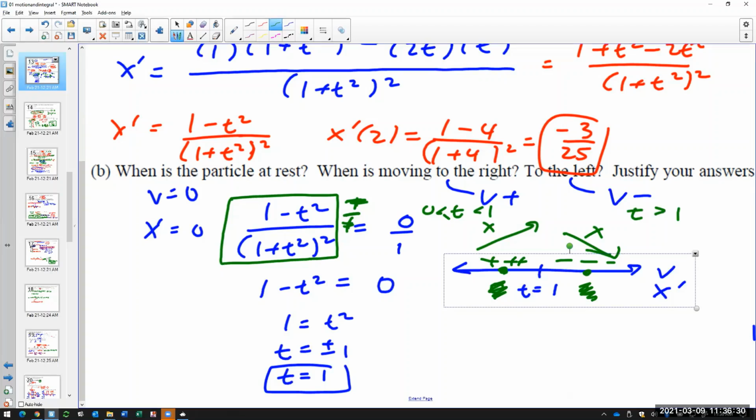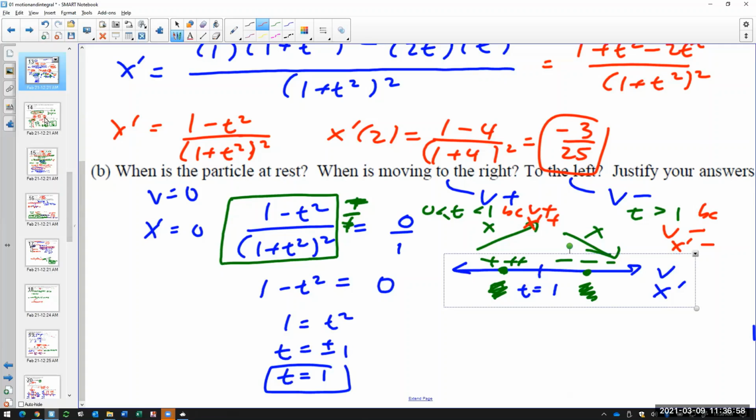You guys good with that? What's my justification for saying t is greater than 1? Oh, it's already here. It's because velocity is negative. That's when you're moving to the left. And here you'd say because velocity is positive. Or instead of velocity, if you're trying to get fancy, you could say x prime is positive, or x prime is negative. It actually means the exact same thing. All right, you guys good with part B?